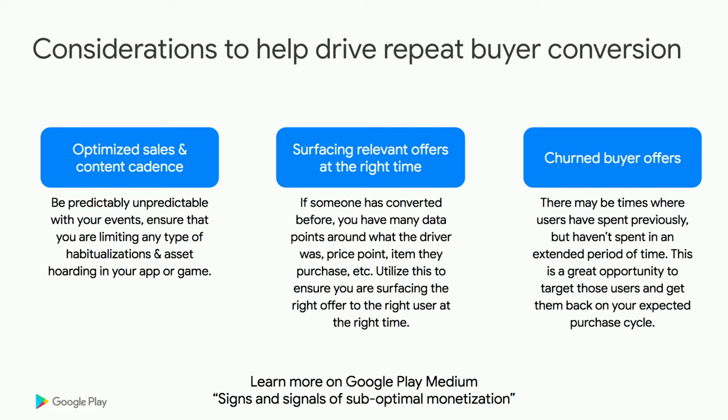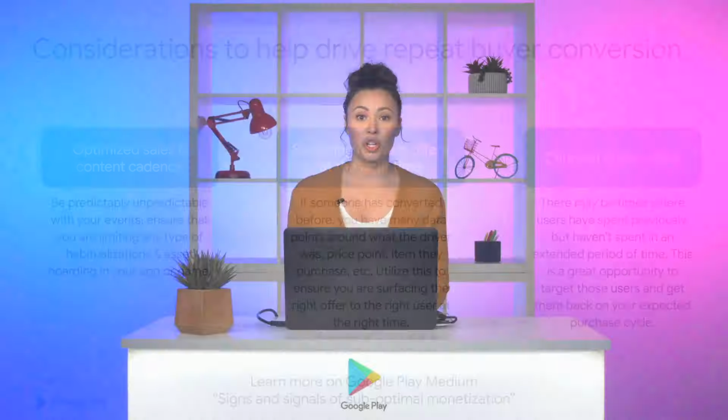The other thing is surfacing relevant offers based on prior purchases. If you have buyers in your app or game, you know what they have purchased, you know what price point they've purchased at, you know what they were willing to purchase, and maybe even what the driver was. So really use that information to make sure you're surfacing the right offer to the user. If a user normally makes a $5 purchase, it's probably not going to be a great offer to surface a $100 offer to them because they're normally purchasing at a very small price point.